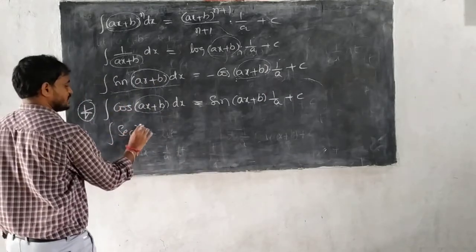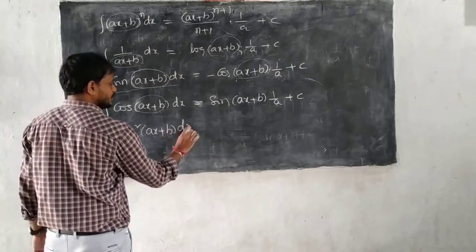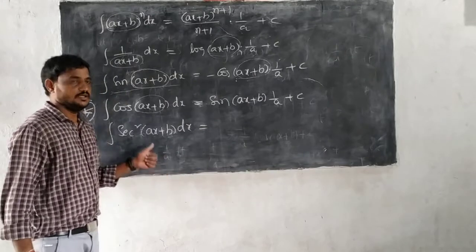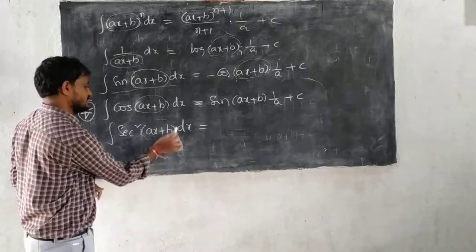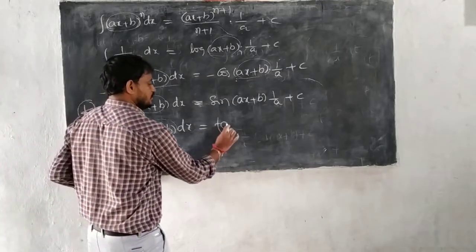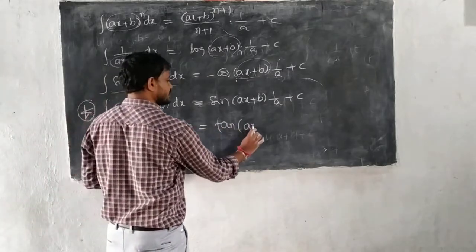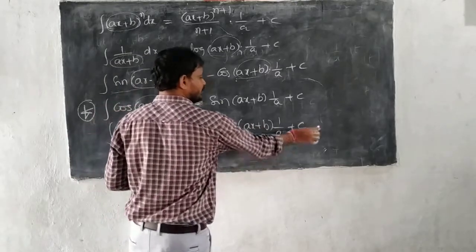Next, integration of secant square x. So secant square ax plus b into dx. Consider this total term as x. So integration of secant square x is what? Tan x. So tan x. x means what? ax plus b. And what is the x coefficient? a. So 1 by a tan(ax+b) plus c will be the answer.